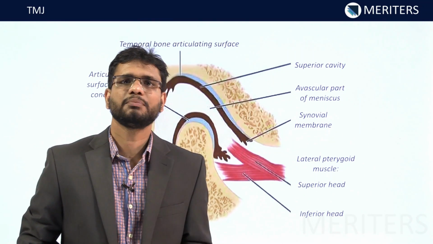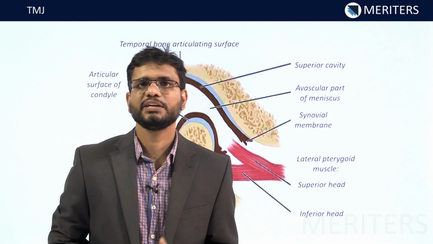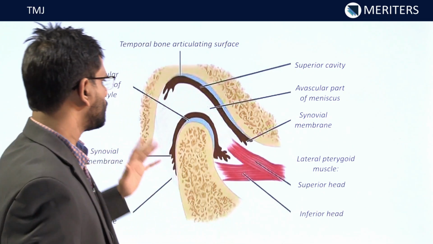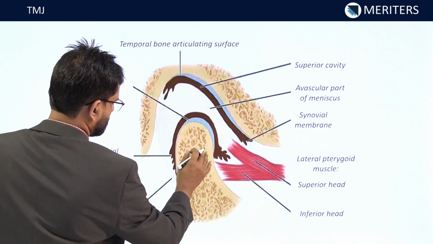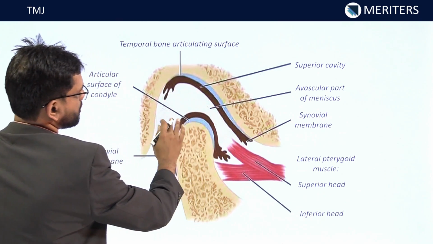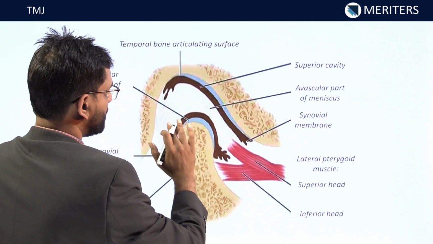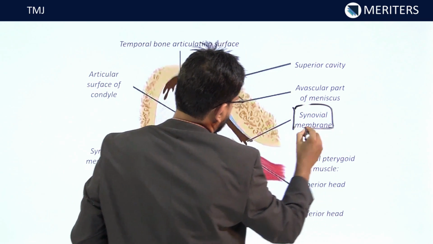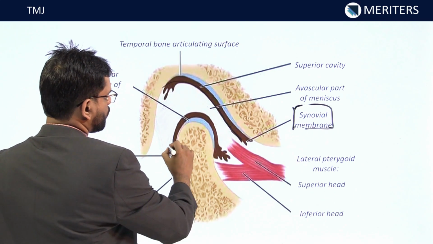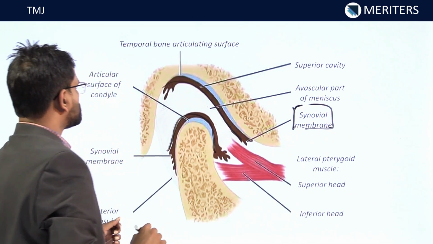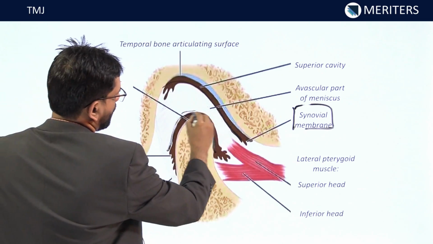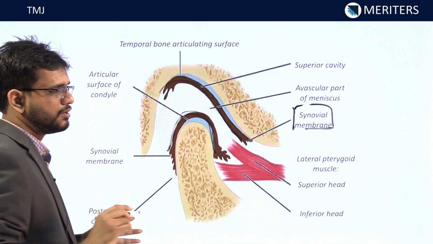Before we go into the depth of the pathologies of TMJ, let me give you an overview of the normal anatomy of your TMJ. This is your condyle, the condylar head, and this is your glenoid fossa. The glenoid fossa is covered by a membrane known as the synovial membrane, and in the same way your condylar head is also covered by the synovial membrane. These two articulating surfaces are covered by the synovial membrane.